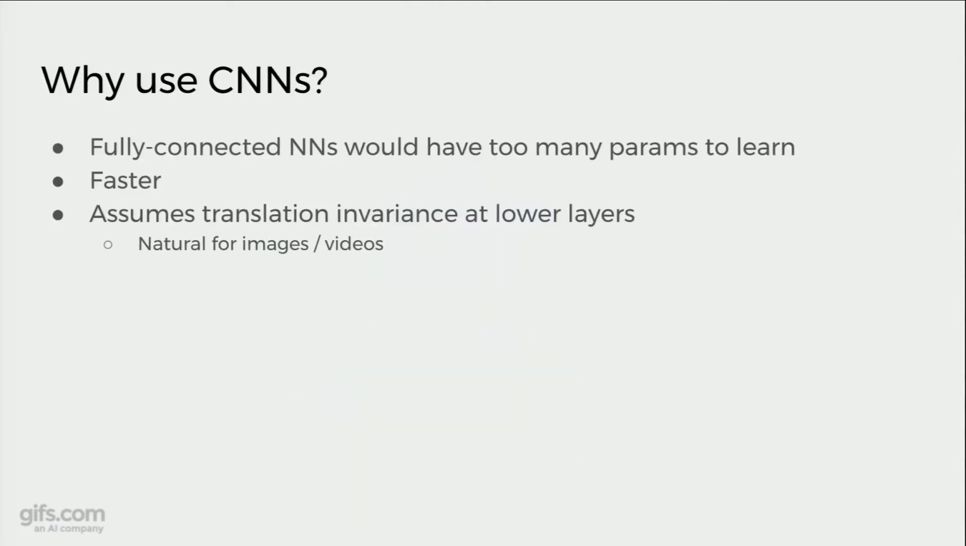So it becomes infeasible to actually train a fully connected neural network. The second reason is that CNNs are faster at inference and also faster to learn because there's weight sharing. What they actually do, as Anna already mentioned, is assume translational invariance. That means the weights are the same for different positions. So basically the assumption is that it doesn't matter where some input in the image occurs.